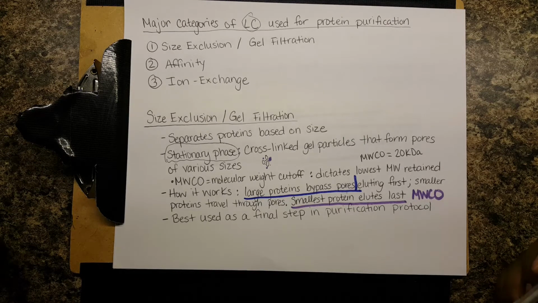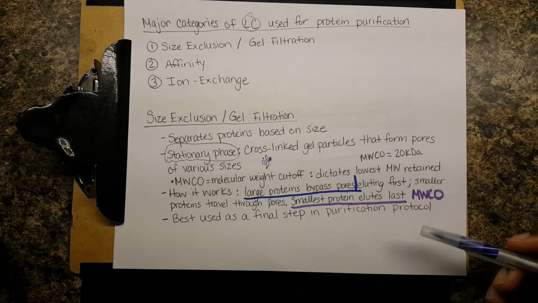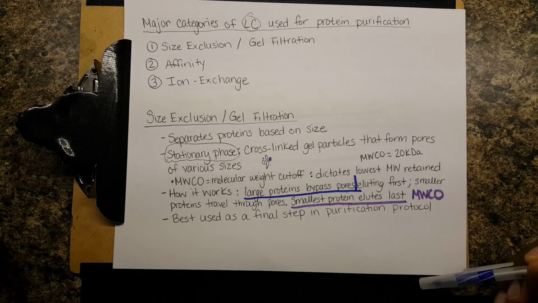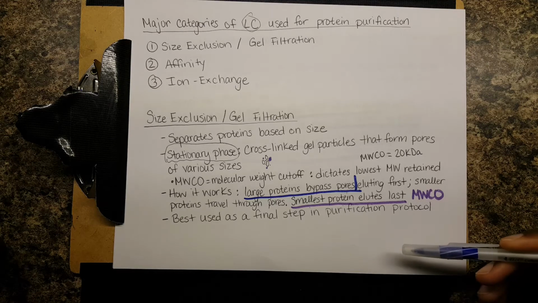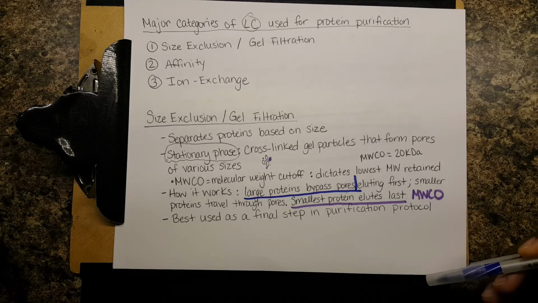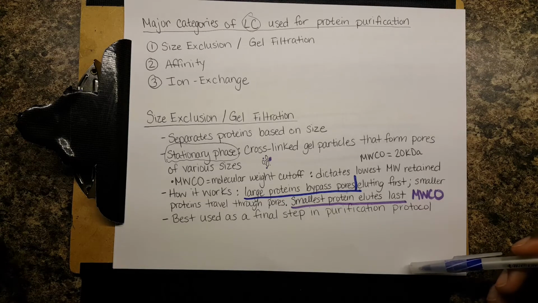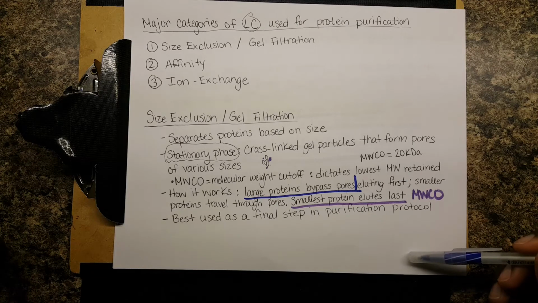There are three major categories of LC that are used for protein purification. This is absolutely from a biochemist's point of view. Chemists also use LC, but when they're doing their small molecule stuff, I don't know what they'd be doing. No, that's actually not true. But these three different types are very heavily used when purifying proteins.